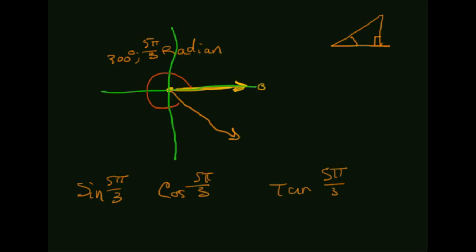Well, what you do is you take the terminal ray, the terminal side, and you examine the angle that is between that terminal side and the x-axis. So here, this would be a 60 degree or pi over 3 radian angle. Okay, so this is what we're going to refer to as a reference angle.